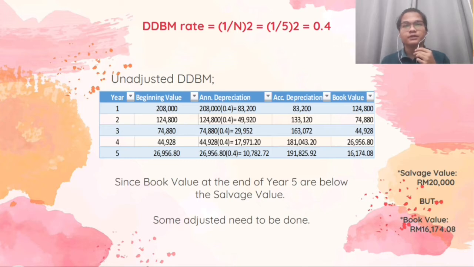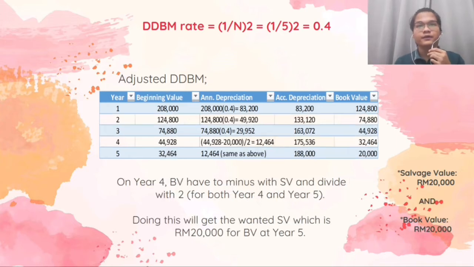For this table, it's considered an unadjusted table because the book value at year 5, which is 16,174.08, is below the salvage value, which is 20,000. So some adjustment needs to be done. This is the adjusted table. Starting at year 4, we have to use the SLM method. For example, beginning value minus the salvage value, divided by 2, and we get the annual depreciation for both year 4 and 5, which is 20,464. By doing this, we get the wanted SV, which is 20,000.